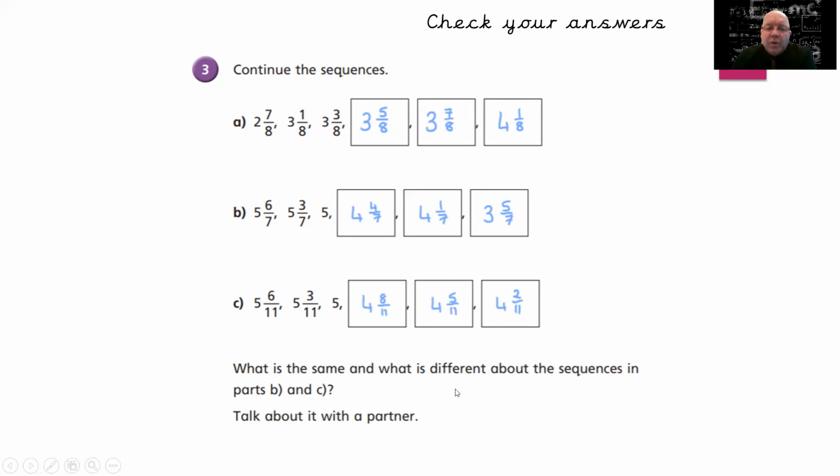So what's different and what's the same about these two, B and C? Well, the same is that we're reducing by 3 lots of whatever the fraction is. So in both cases, we've subtracted 3 lots of. So our numerator is subtracting 3. The difference is that this one is dealing with sevenths, this one is dealing with elevenths. Okay, so the numerator that we're subtracting is the same, the denominator is different.